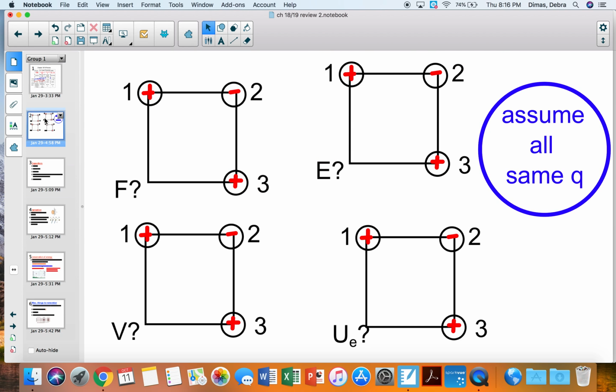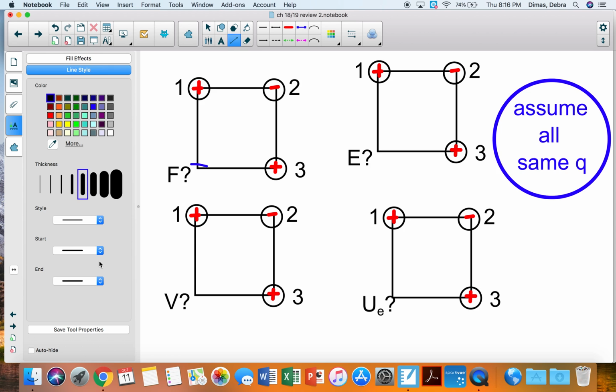So now let's say we're trying to understand the difference between F, E, V, and UE, right? So let's say I put a negative charge right here, and I want to know the force on that negative charge. The first thing I'm going to do is draw the direction of all of my forces. I'm going to make this an arrow, and let's make it green. I look at F1, and if this is a negative charge, it's going to be attracted. So F1 is going to pull it like that, right? And F3 is going to pull it like that, and F2 is going to push it away, right?